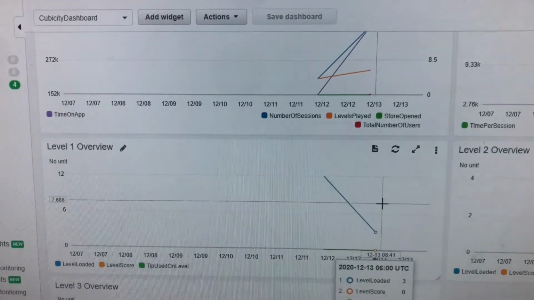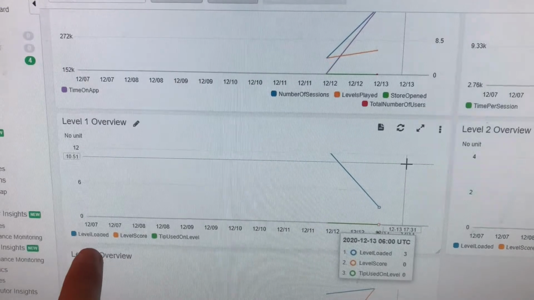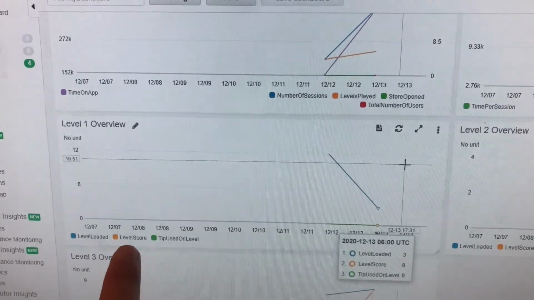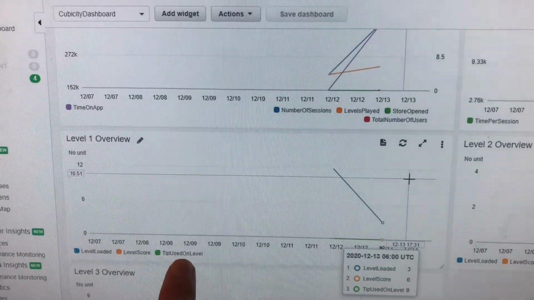And now I also have my level by level overview. So for level 1, I get to see how many times it was loaded, what the average score was, and the number of times a tip was used. Also, it should be noted, when I'm taking all these metrics, I have no way to trace the metrics back to a specific user. So everyone's data is still safe. Yeah, so those are the updates for my game.